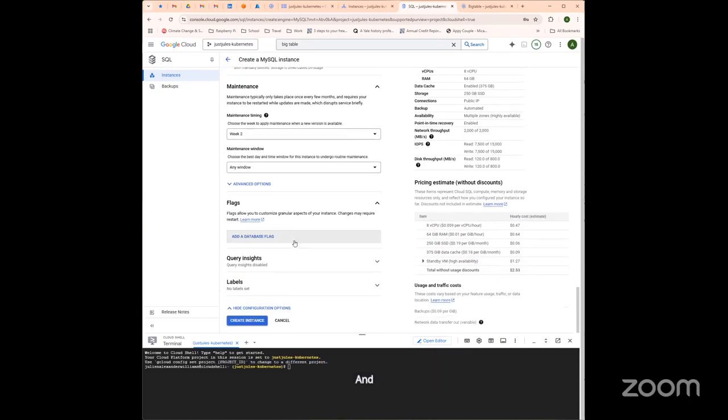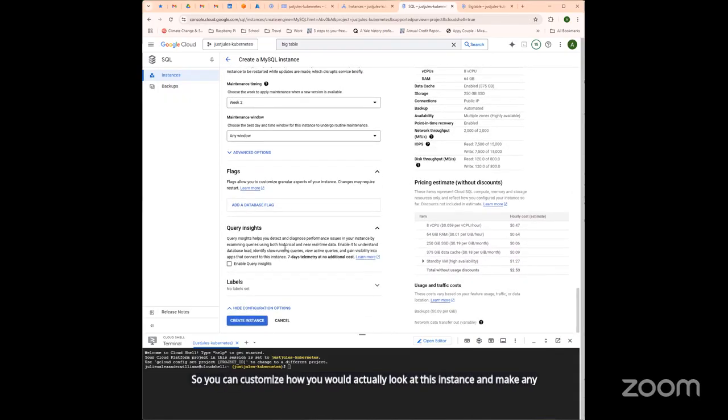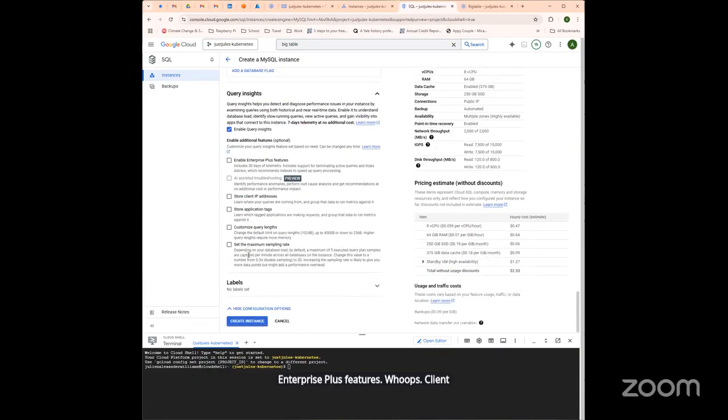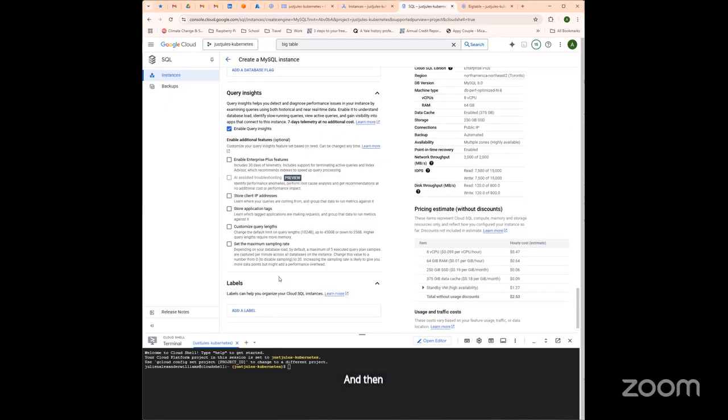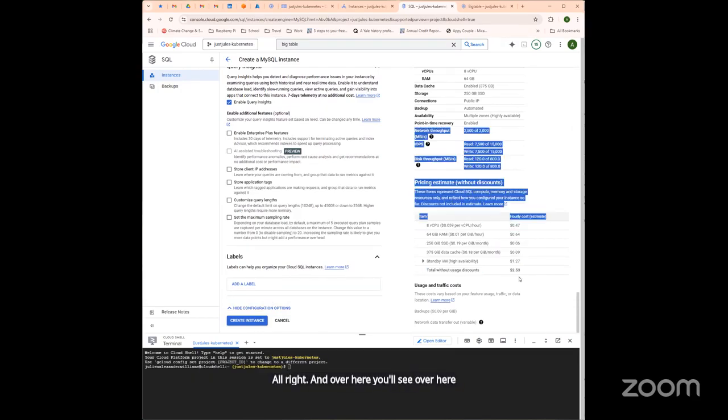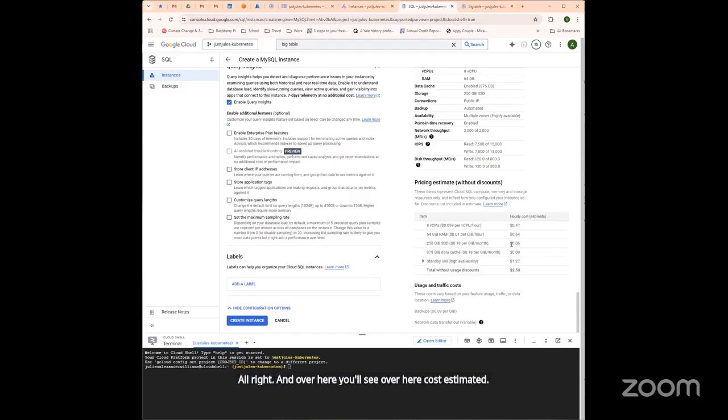All right. This is the granular aspects of the instance. So you can customize how you would actually look at this instance and make any inquiries. All right. And then insights is likely go to cloud logs or query, goes to query insights. So within this, Enterprise Plus features, client IP, storage store application tags, and then you'd set the labels. This would be good for your pricing calculator, and then create the instance. All right. And over here, you'll see cost estimated, I believe, per month.